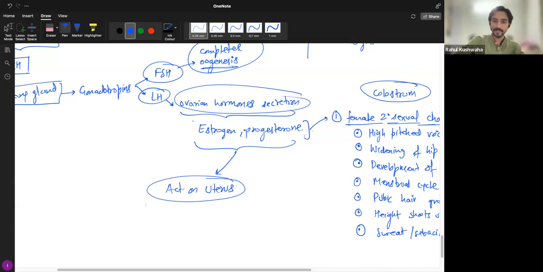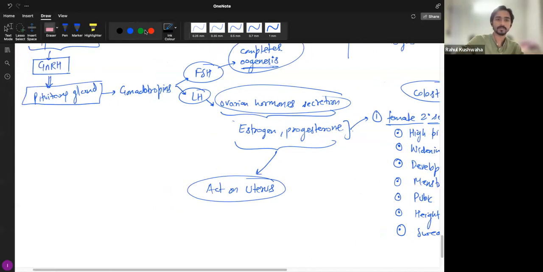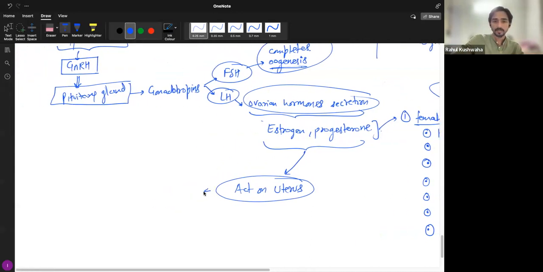And as a result of estrogen and progesterone acting on uterus, uterus starts secreting uterine hormones. So write down. Acts on uterus and uterine hormones are secreted. Anyone know what is a uterine hormone?